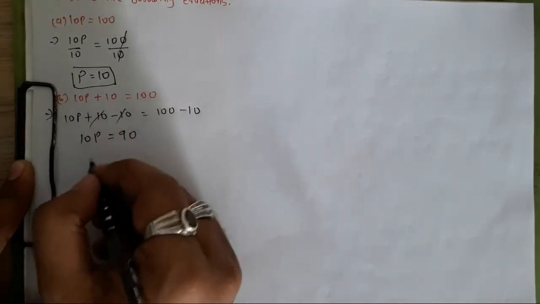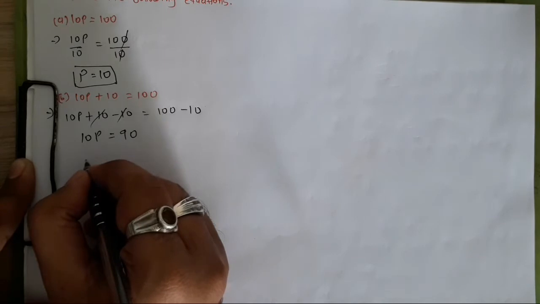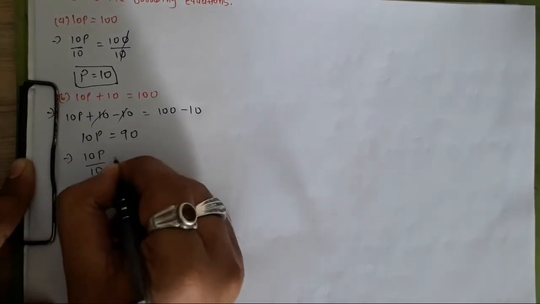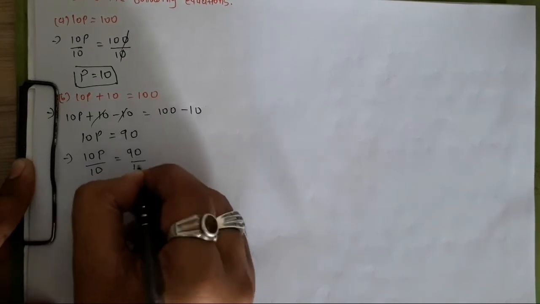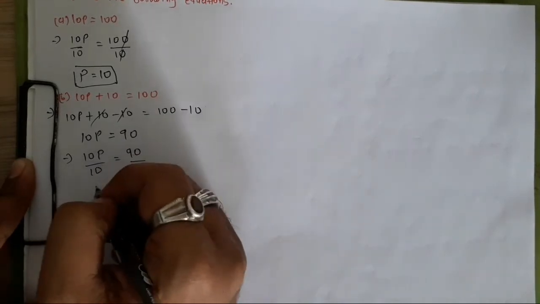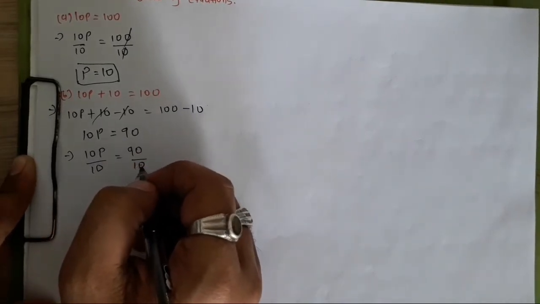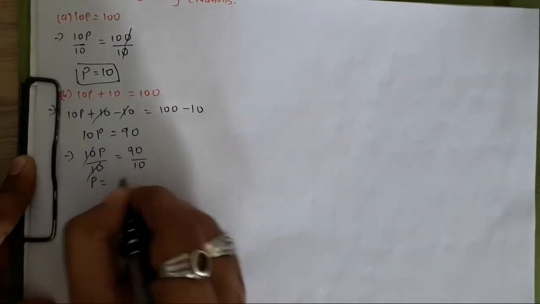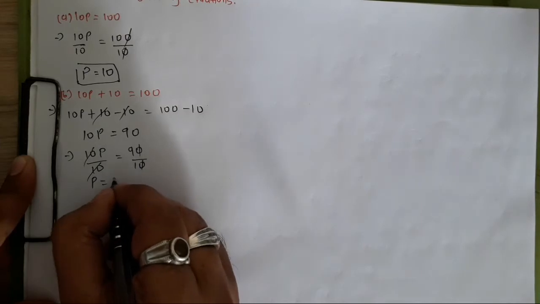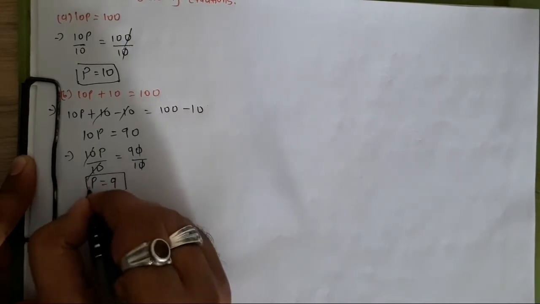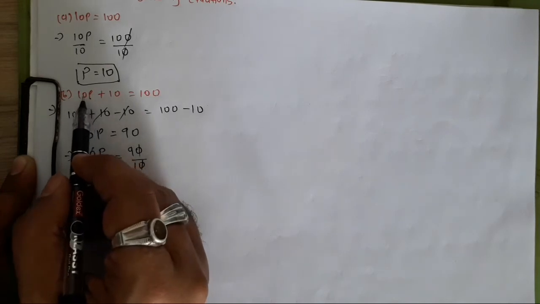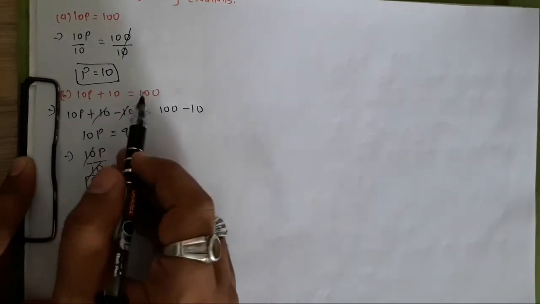Now here 10p is equal to 90. This is the value of 10p. Now I have to find the value of p. So for that, what will I do? 10p divided by 10 is equal to 90 divided by 10. If I am dividing one side by 10, I have to also divide the other side by 10. So here 10 will be cancelled, 0 will be cancelled, p is equal to 9 is my answer. If I put 9 in place of p, then I will get 9 into 10, 90, plus 10 is equal to 100. So this is how we have to solve this type of equation.